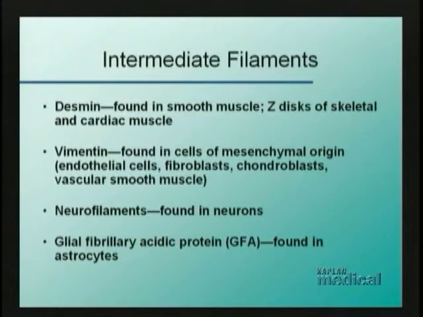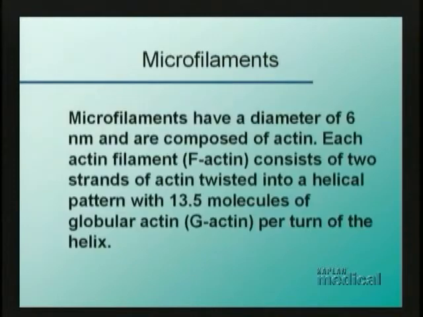Last place that intermediate filaments are very characteristic are in neurons. Neurofilaments are a prominent feature of all parts of a neuron. And glial filaments are found in virtually all glial cells, but are particularly prominent in CNS-based astrocytes.